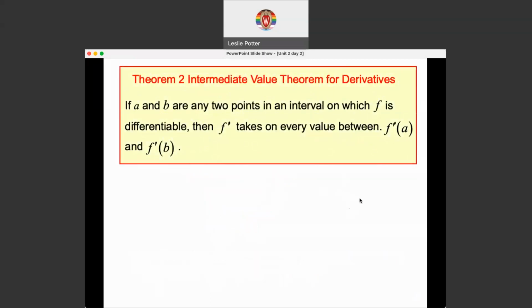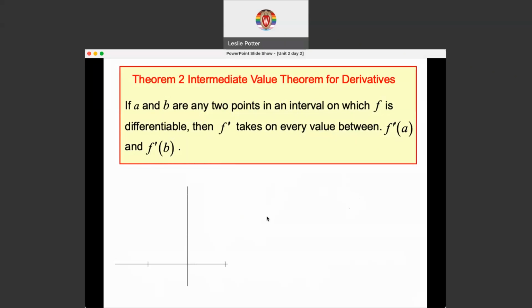Theorem 2, intermediate value theorem for derivatives. So we had an intermediate value theorem already. We were talking about it in terms of just regular function value. But we have an intermediate value theorem for derivatives as well. It goes kind of like this, right? Intermediate means between. So if A and B are points on the interval of the function f, and function f is differentiable, then the derivative takes on every value. Kind of like the function takes on every value, so does the derivative.